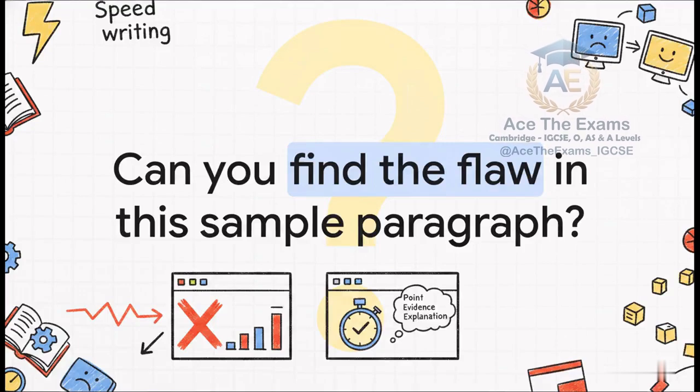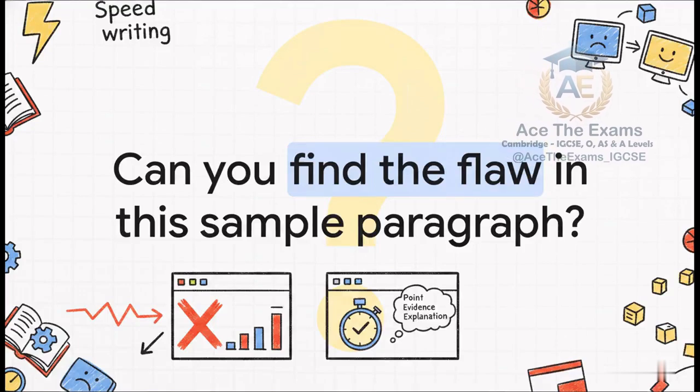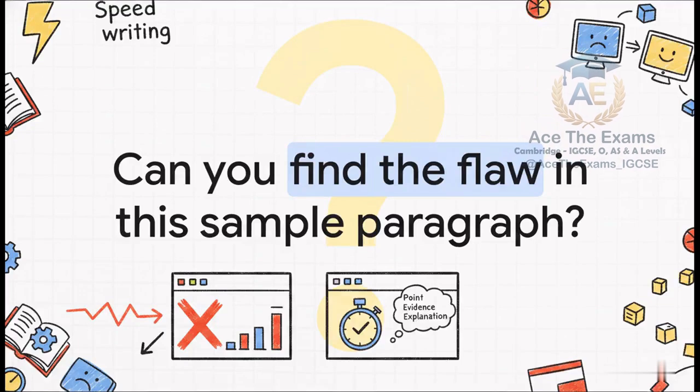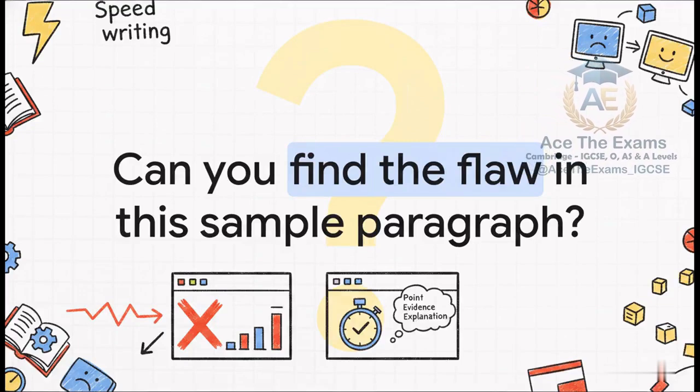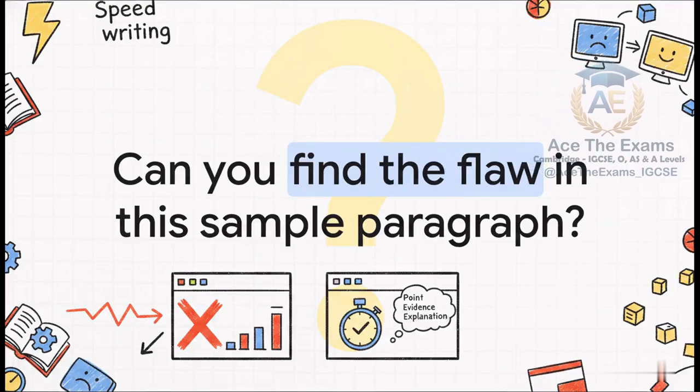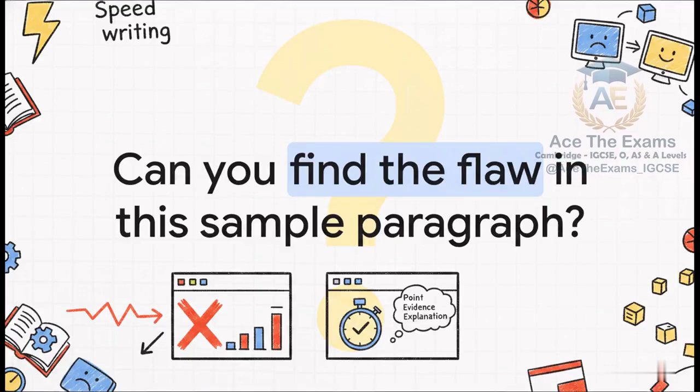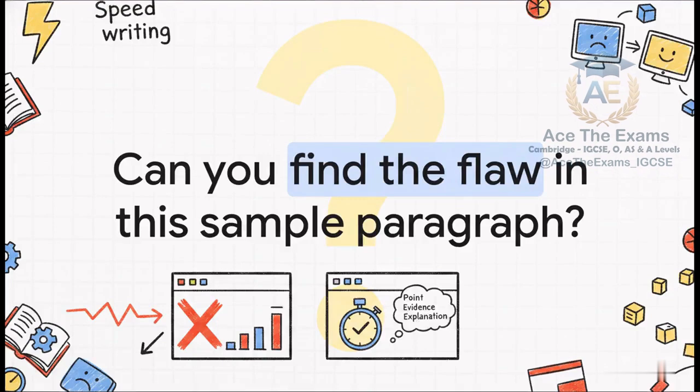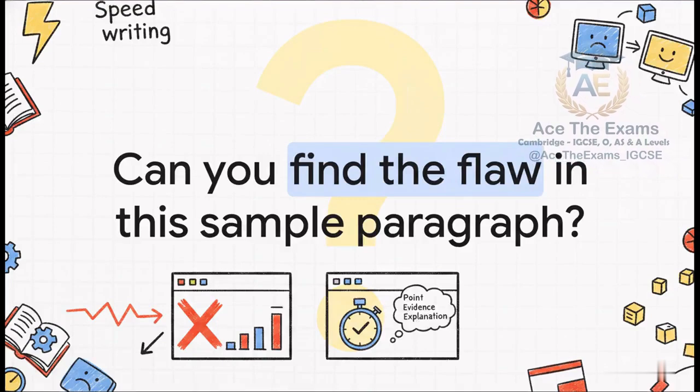Which brings us to Challenge 3, Speed Writing. The next time you are doing past papers, I want you to set a 30-second timer on your phone to force yourself to write one perfect Peel paragraph. Ditch the fluff, ditch the word better, and focus purely on your point, evidence, explanation, and link.